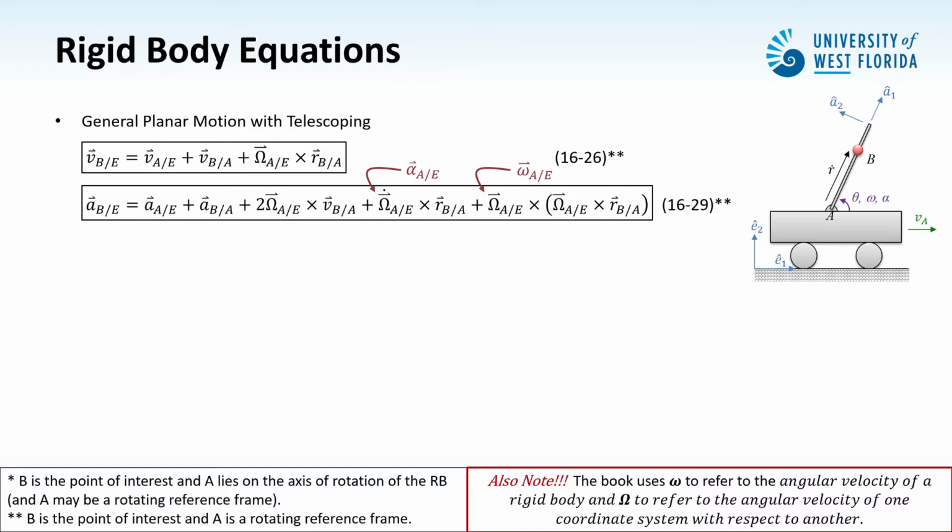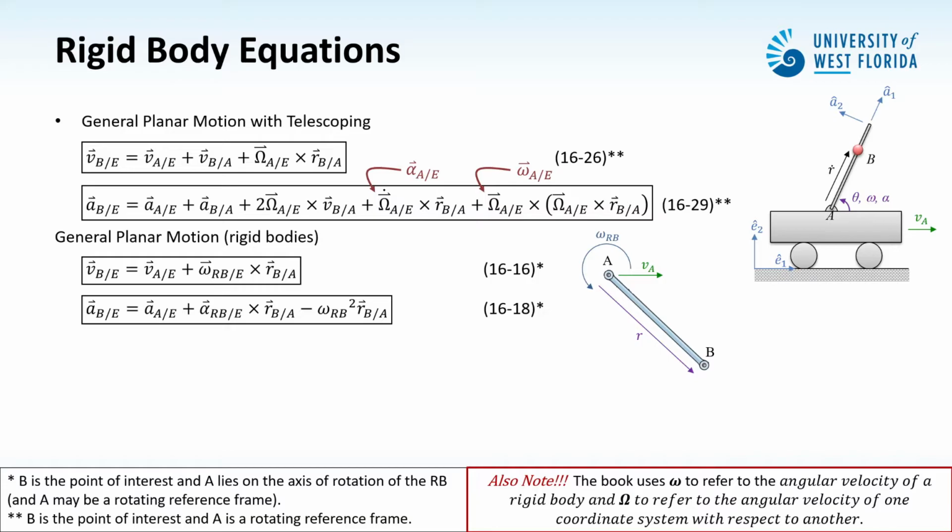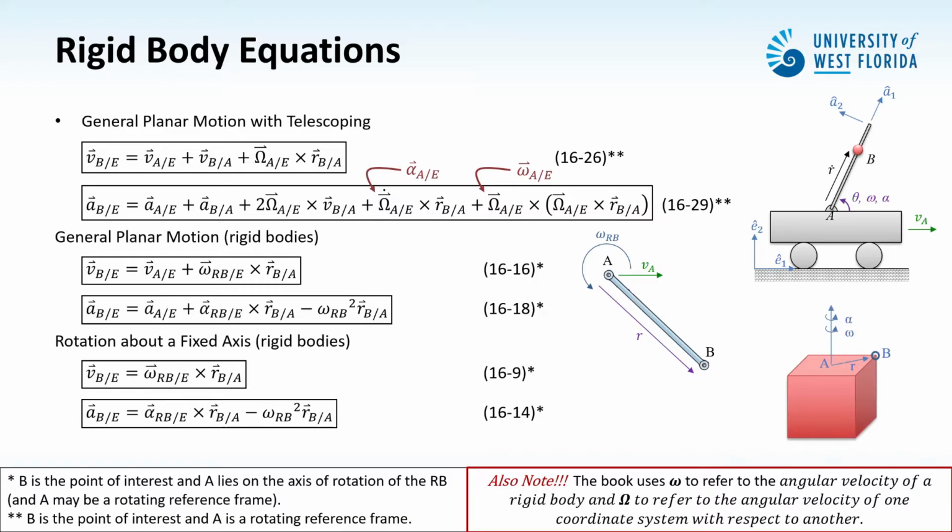As we covered previously, there are other equations that apply in situations when there is only general planar motion and rotation about a fixed axis. However, note that the equations for general planar motion are simply the ones for general planar motion with telescoping, but with the telescoping term set to zero. Similarly, the equations for rotation about a fixed axis are the same as for general planar motion, but with the translation terms set to zero. So if you're in doubt, start with the most complicated equations for general planar motion with telescoping, and then substitute the terms with zeros as appropriate.